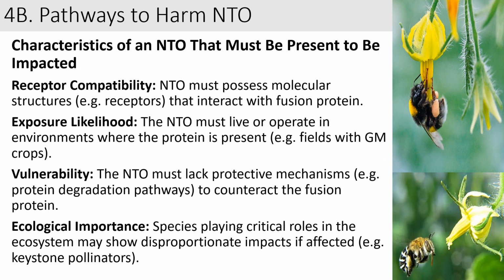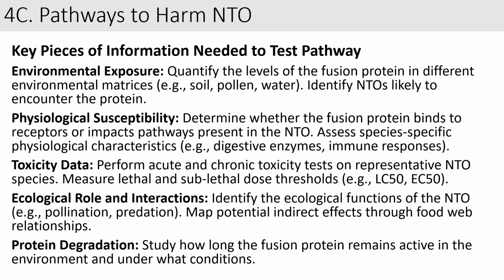A non-target organism must be susceptible to the protein. This includes receptor compatibility and the likelihood of exposure. It has to live or operate in environments where the protein is present. It must lack specific protective mechanisms, and more importance will be given to a non-target organism that plays a critical role, like pollination. Key pieces of information are needed to test various pathways. That's environmental exposure, the physiological susceptibility, the toxicity data, the ecological role and interactions, and the protein degradation.